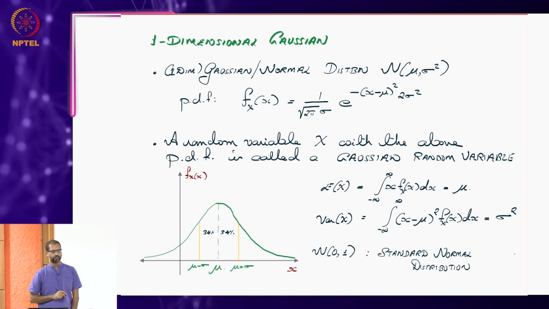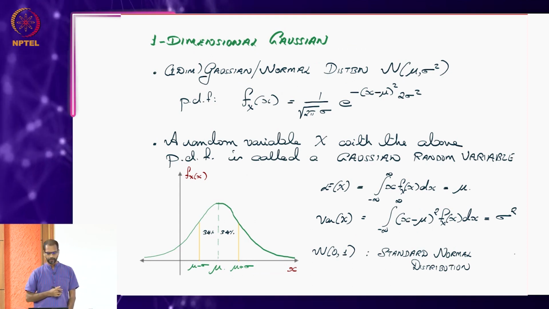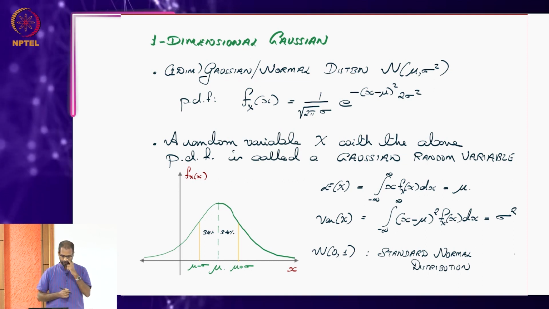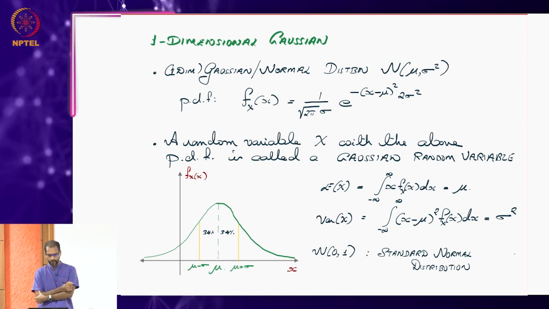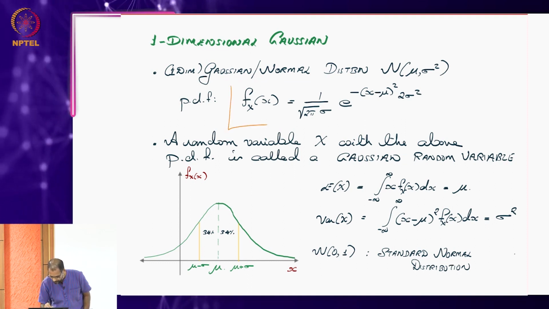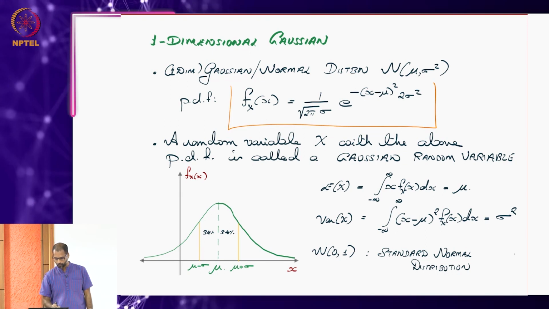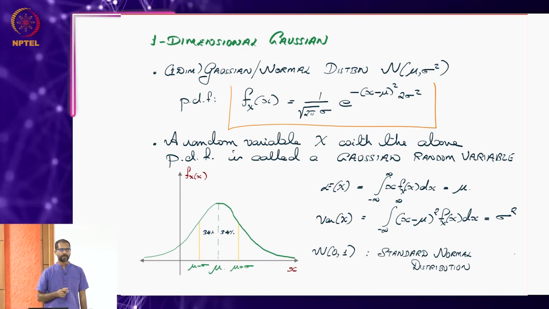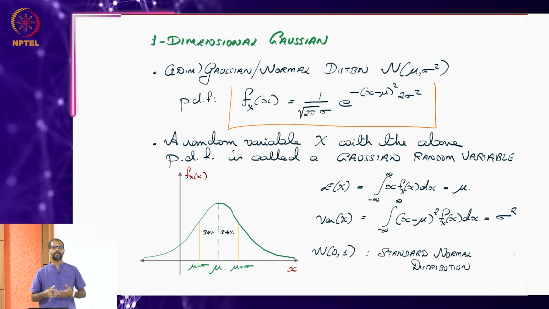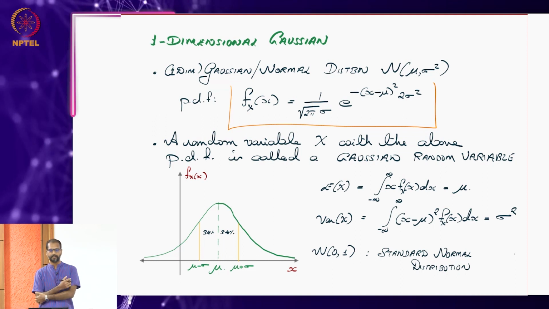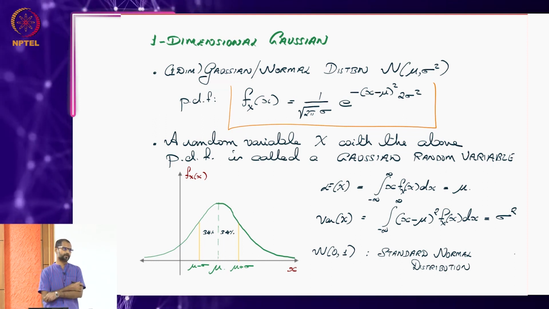So, we will start with the basics. Let us have a quick recap of what is a one dimensional Gaussian random variable. You have this very famous function, which if you plot it looks something like the picture here, and if this function becomes the probability density function of a random variable, then that random variable is what we call a one dimensional Gaussian.